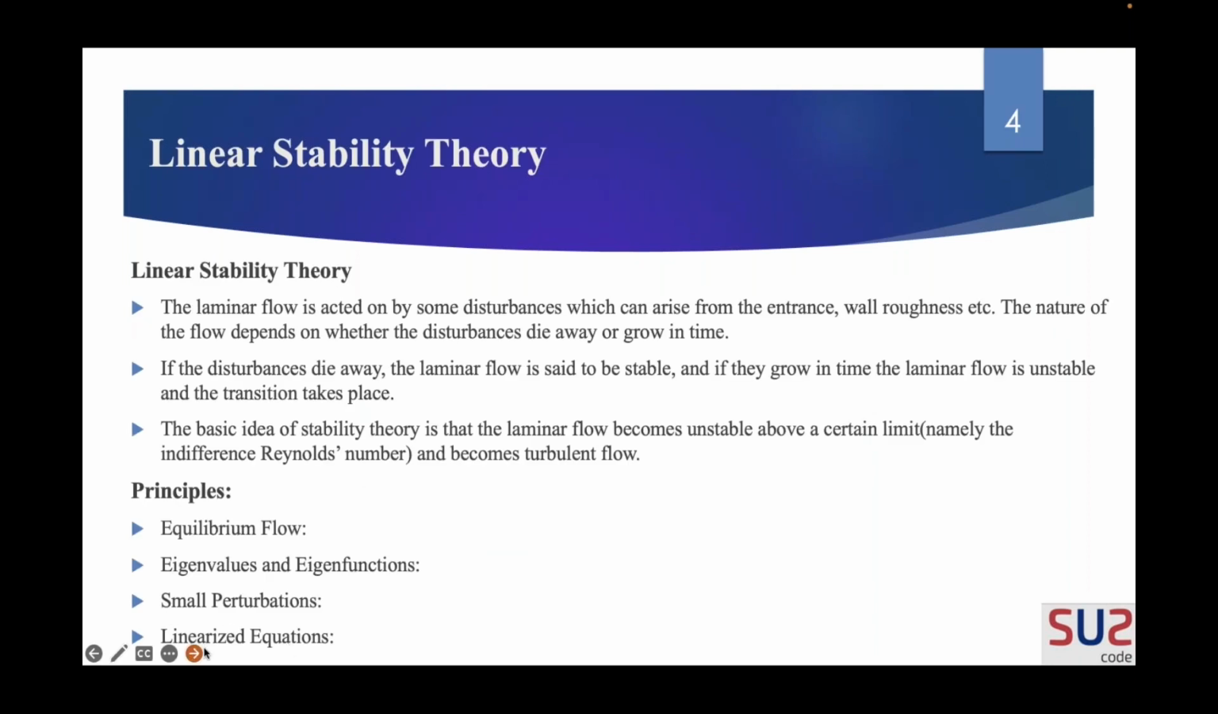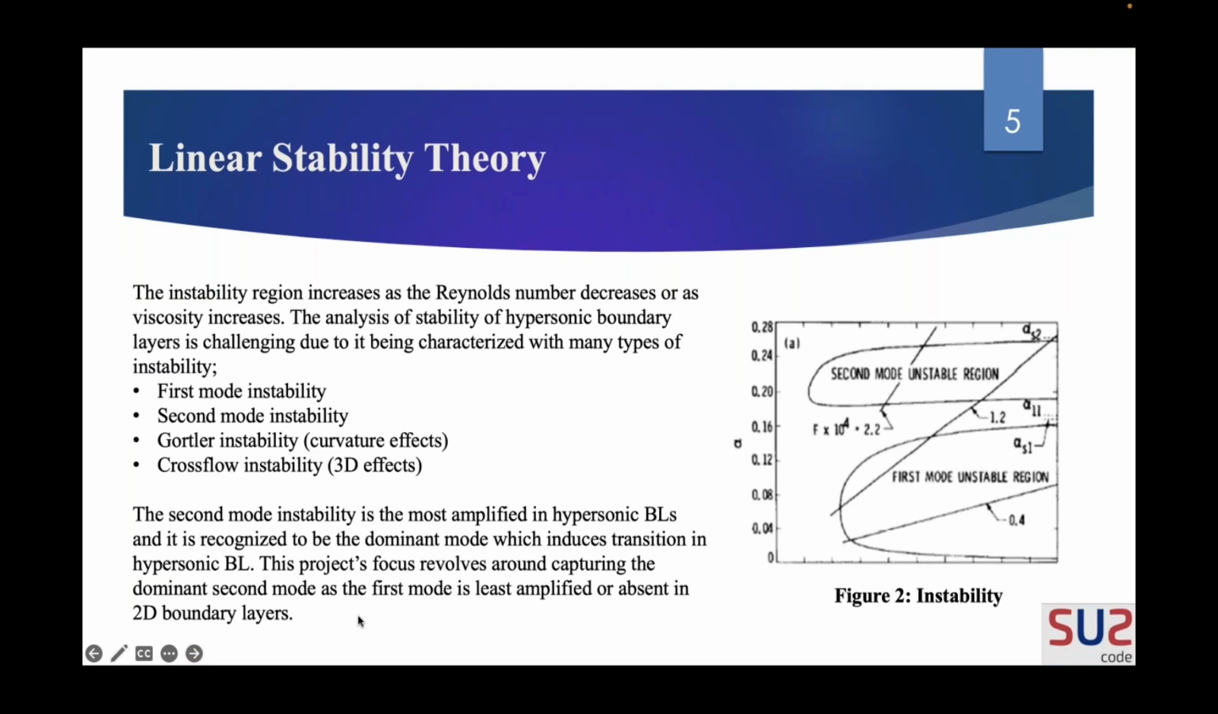There are four principles which are involved in the linear stability theory. The first one is equilibrium flow. The flow properties do not change with time. Eigenvalues and eigenfunctions are nothing but the parameters which help us to determine stability. Small perturbations are nothing but the disturbances which we are applying to the laminar flow field. And linearized equations are where we convert the non-linear equations to linear equations. So this is about linear stability theory.